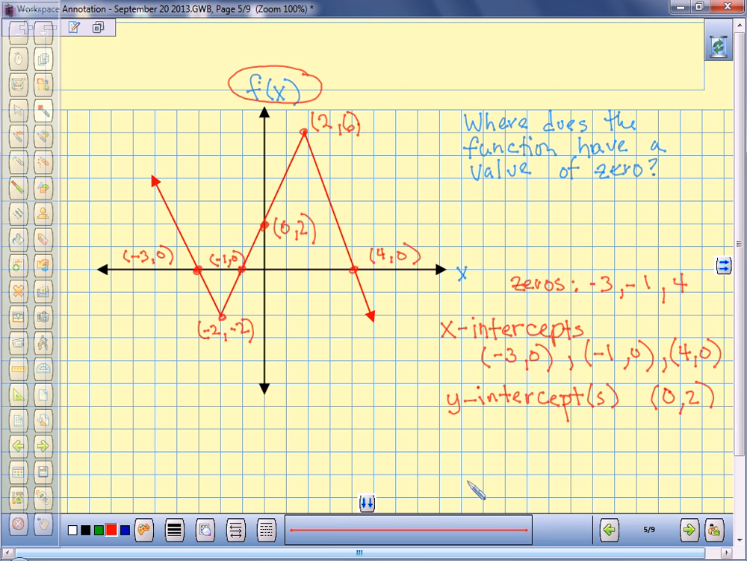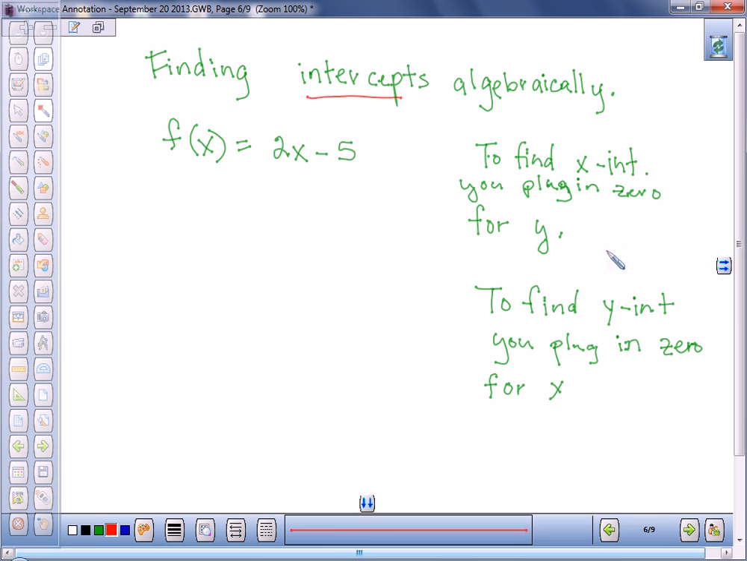Okay, great. All right, finding intercepts algebraically. We have already done that. How did we graph everything when we did linear programming? Finding the intercepts, didn't we? So we already know to find an x-intercept, you just plug in 0 for y. So 0 equals 2x minus 5. 5 equals 2x. 2.5 equals x. So my x-intercept is the point 2.5, 0.